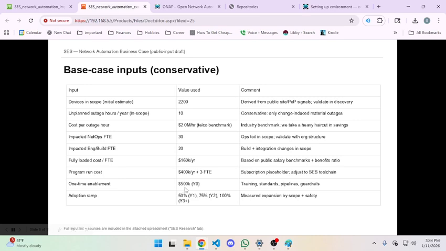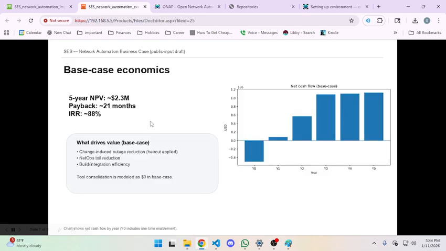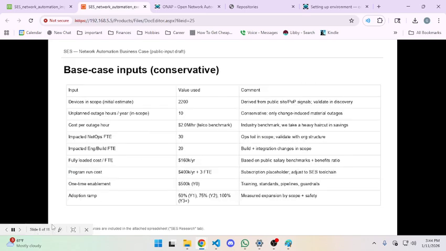And then we have input one-time enablement, which is $500,000. It says Y0. It says training standards, pipelines, guardrails. And then we've got adoption ramp. So value used, so 50% in year one, 75% in year two, 100% in year three plus. So measured expansion by scope and safety. So that's slide 6, which is a lot.